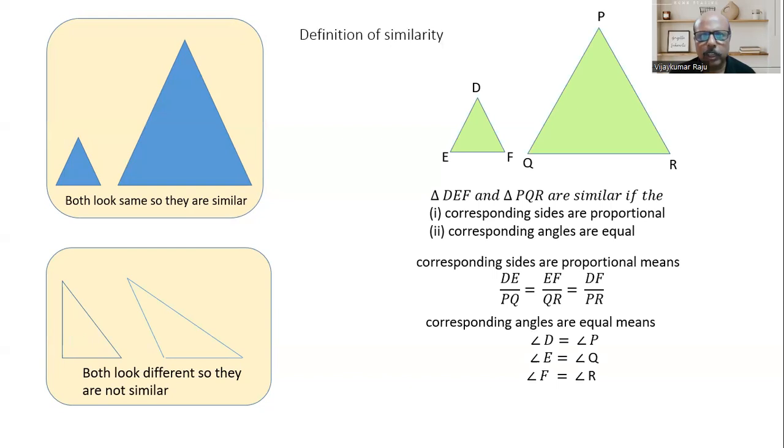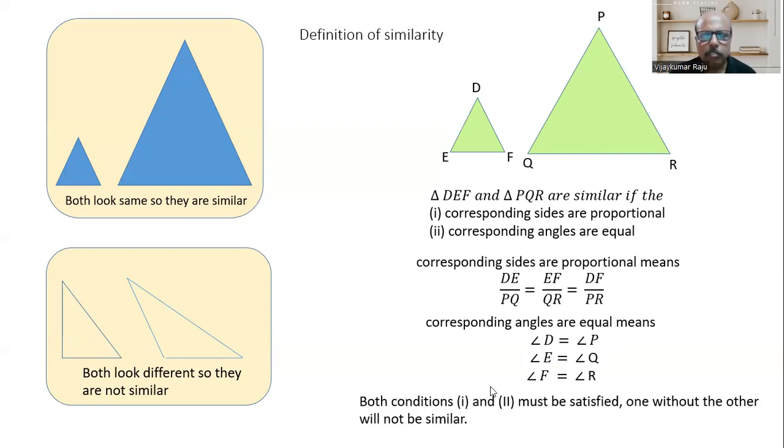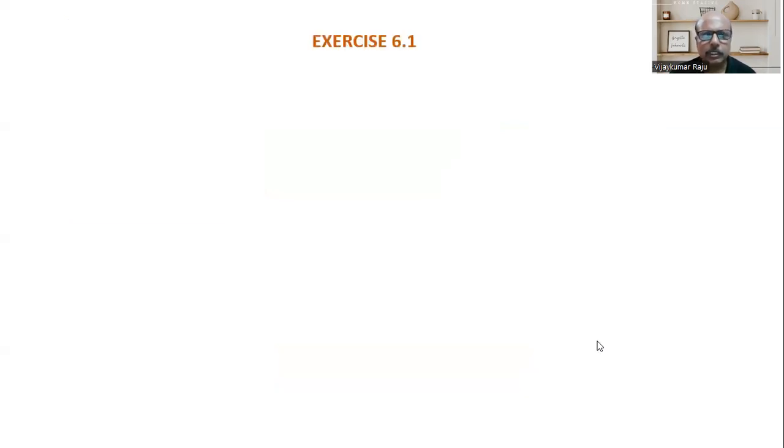Now, next is corresponding angles are equal. That means this angle should be equal to P, the base angle should be equal to Q and F should be equal to R. All these three angles must be equal. If angles are equal and sides proportional, then the triangles are similar. Both conditions 1 and 2 must be satisfied. One without the other will not make them similar. If one is satisfied and the other condition is not, then they won't be similar. Clear? Now let's go to the exercise.